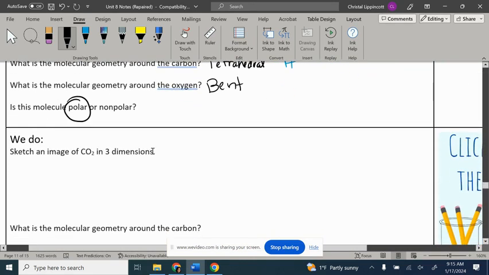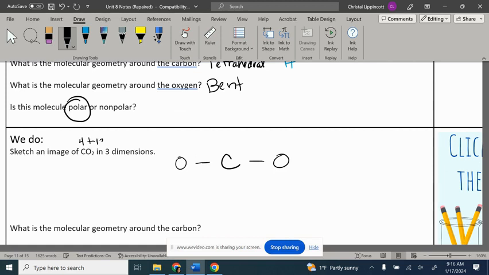All right, let's look at CO2. I'm going to draw my carbon here, and I've got my oxygens connected to it. My carbon has 4. I have 2 oxygens times 6 is 12. So I have 16 electrons that I need to spread out here. Right now I have 4, 6, 8, 10, 12, 14, 16.